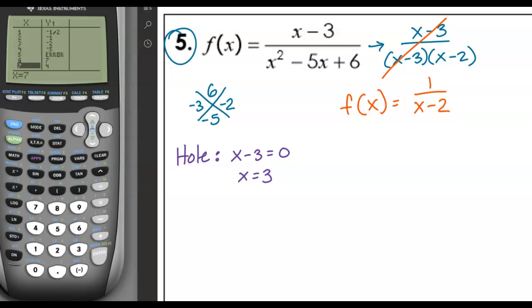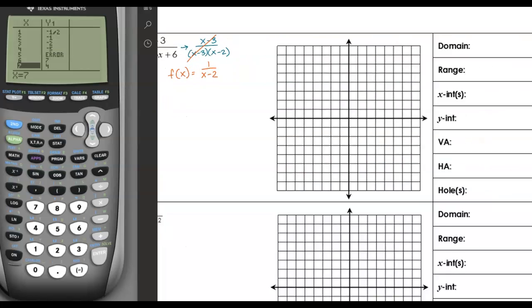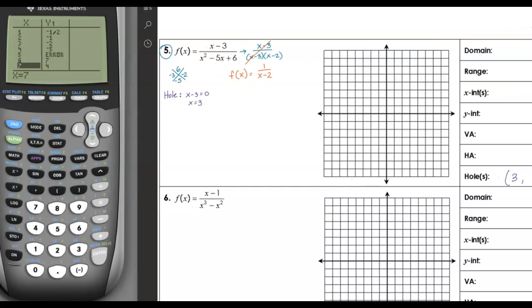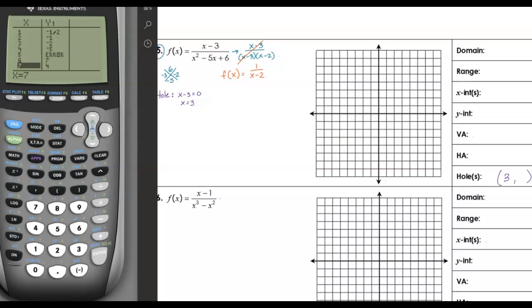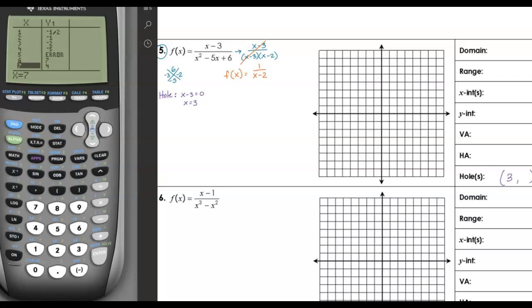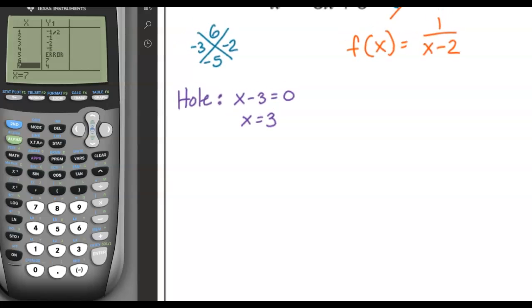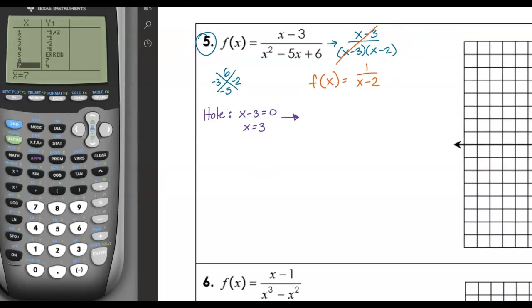Unfortunately, this is only the x value of the point. So if I were to go over here, right, I'm trying to write down this hole. What do I also need? What do I also need if I'm trying to plot this point on my graph? Oh my gosh, a y value. Does anyone know how we find y values given an x value? What do you do? If I know the x value is 3, how do I find the y value?